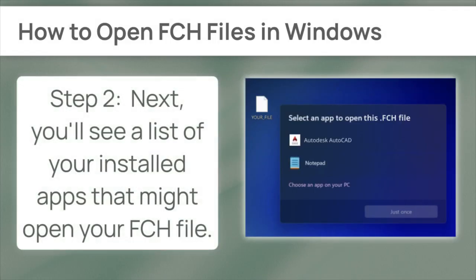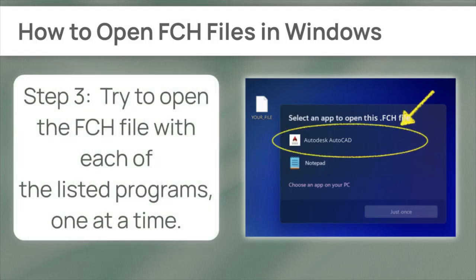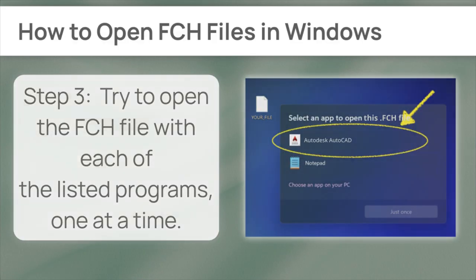Right-click your FCH file and choose Open With. Test Autodesk AutoCAD first. If it fails, select another application. The right reader is in there somewhere.